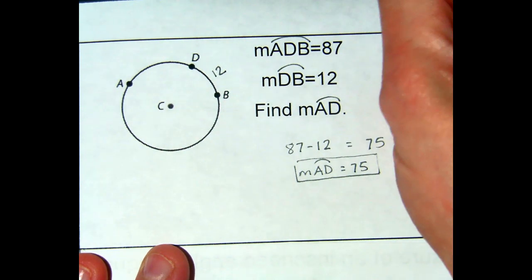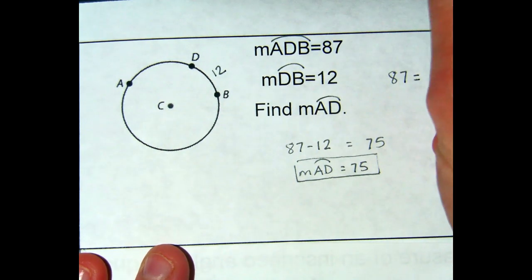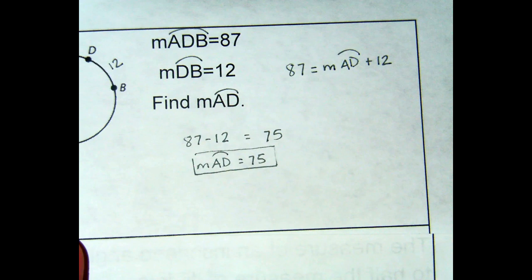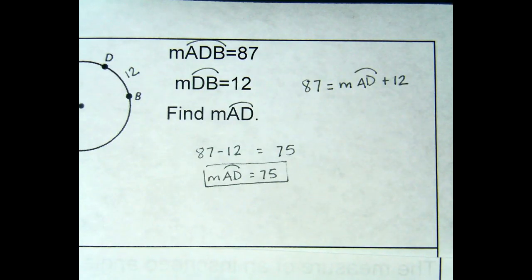Because we actually had 87 equals measure of AD plus 12. So we just subtracted if you need a formula. Some people like a formula, some people do not. There's the arc addition postulate.